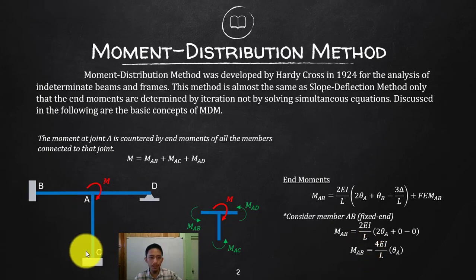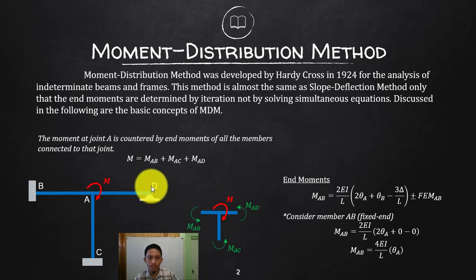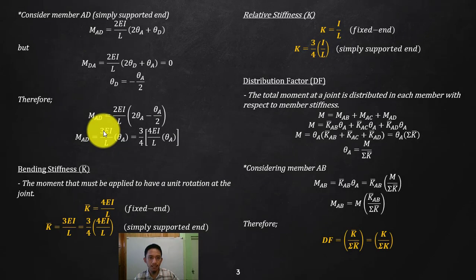For a fixed support, it could be AC or AB, that will be carrying 4EI over L theta A. Let's consider that all of these have the same length. So the fixed support on the other end will carry 4. Since EI over L times theta A are the same on all the members, let's just focus on the number 4. And the one carried by the simply supported end is 3. Therefore, the one carried by a simply supported other end is just 3/4 of the one carried by the fixed support.